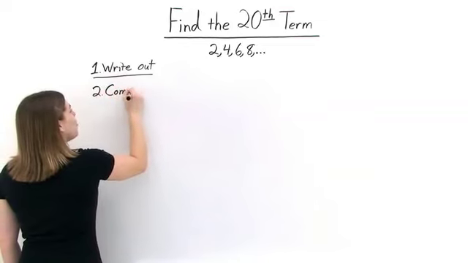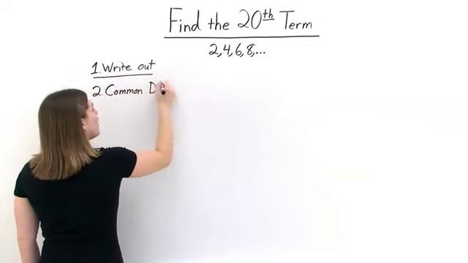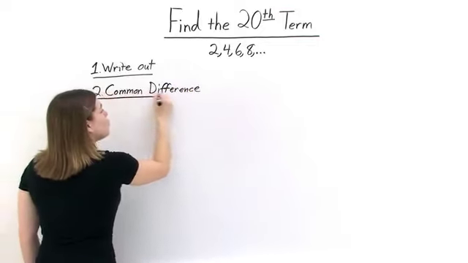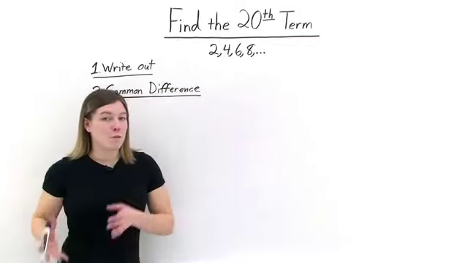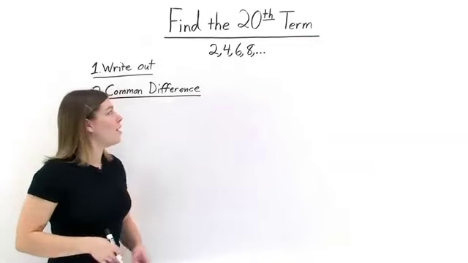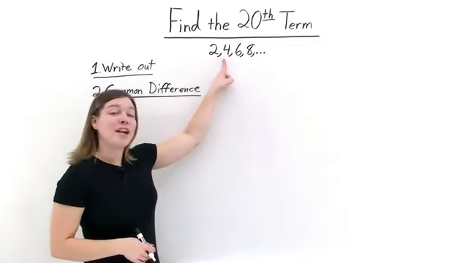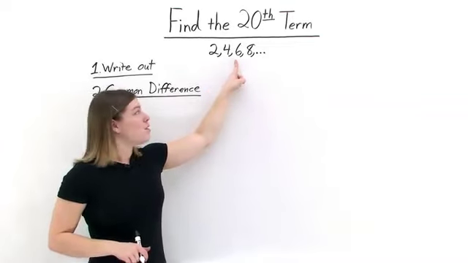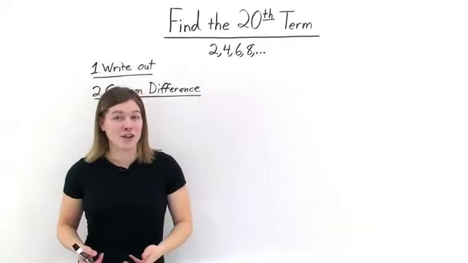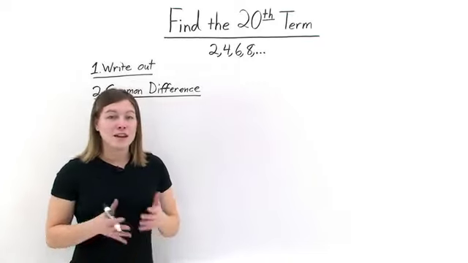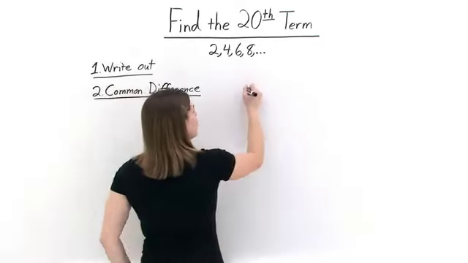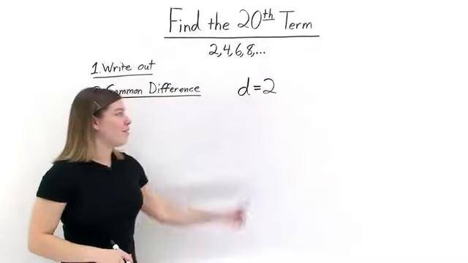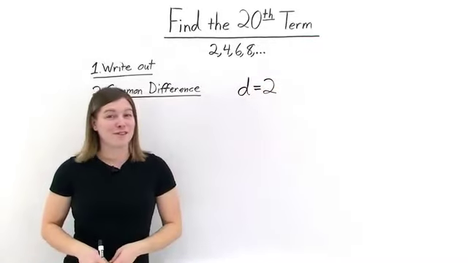Now in step 2, we want to see if we can find the common difference of our sequence. So we want to know what we need to do to get from one term to the next. Well, to get from 2 to 4, we need to add 2. To get from 4 to 6, we need to add 2. To go from 6 to 8, we need to add 2. So that means to get the next term, we need to add 2 to the previous term. So that means that our common difference, d, is equal to 2.